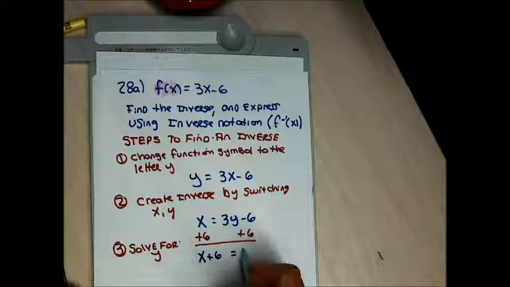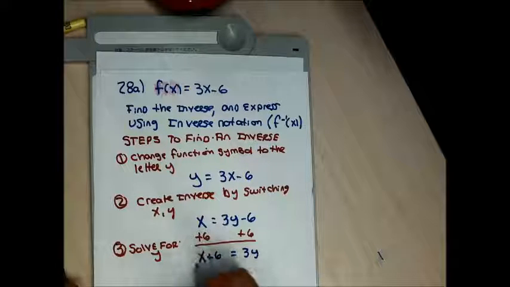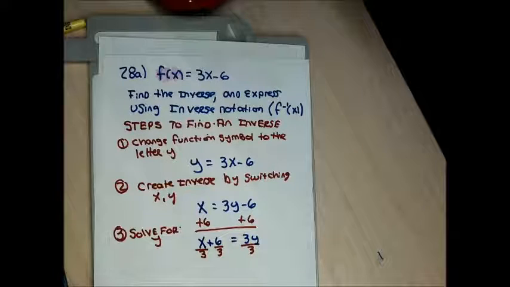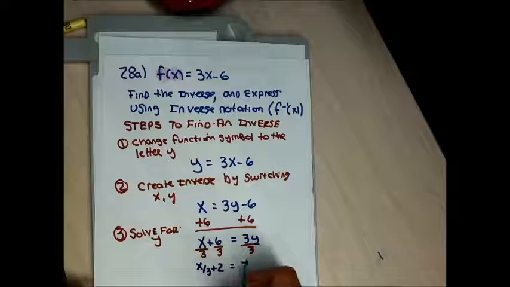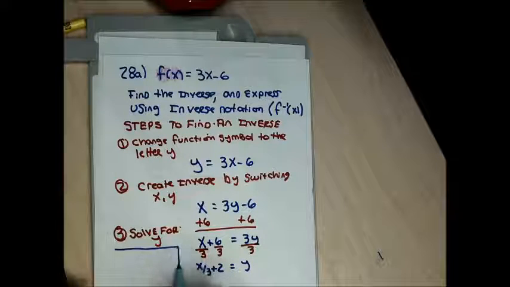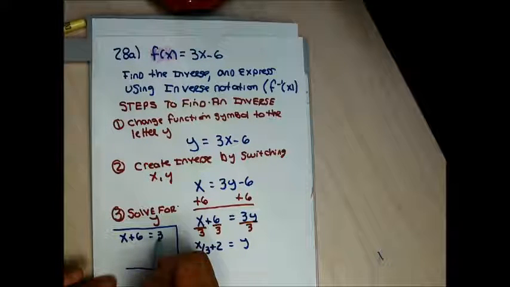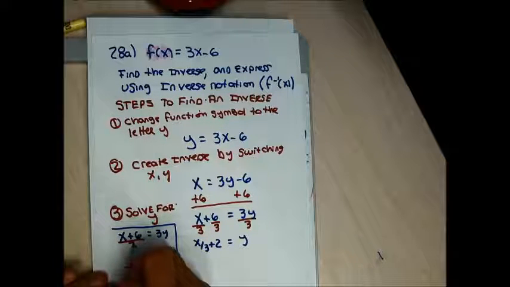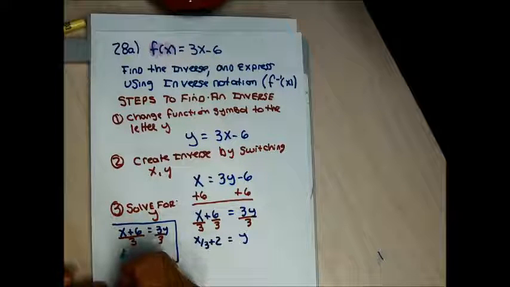So I'm going to get x plus 6 equals 3y. And then I'm going to divide everything by 3. The safest way to do this would be to divide every letter and every number by 3 to solve for y. And if I do this, I'm going to get x over 3 plus 2 equal to y. I could have, when I got to this point right here, where I had x plus 6 equal to 3y, made one big fraction on the left-hand side and written x plus 6 all over 3 equals y.